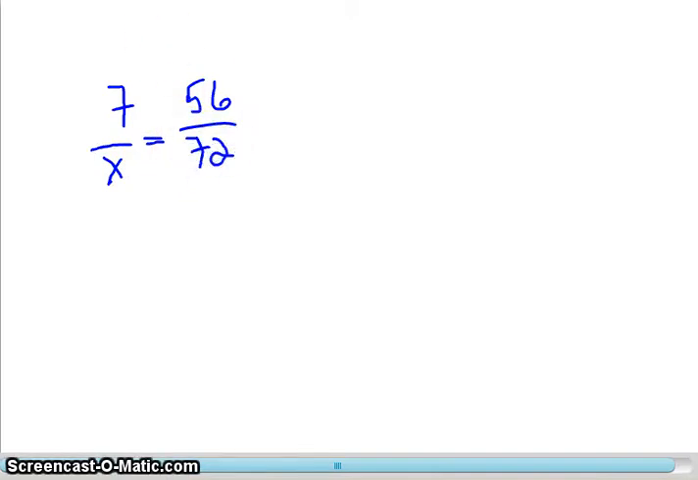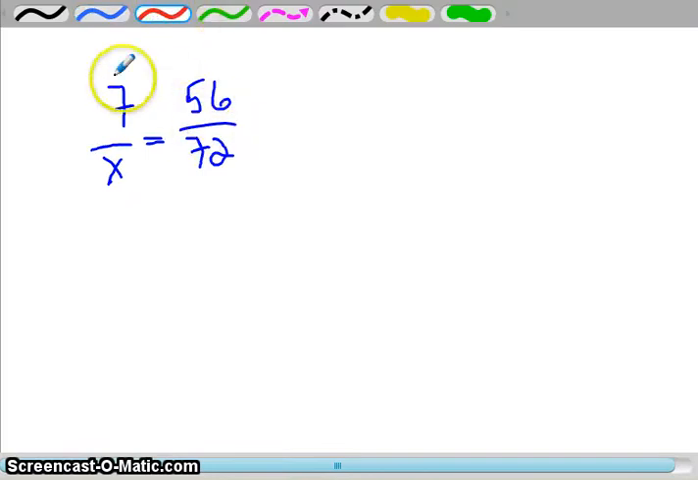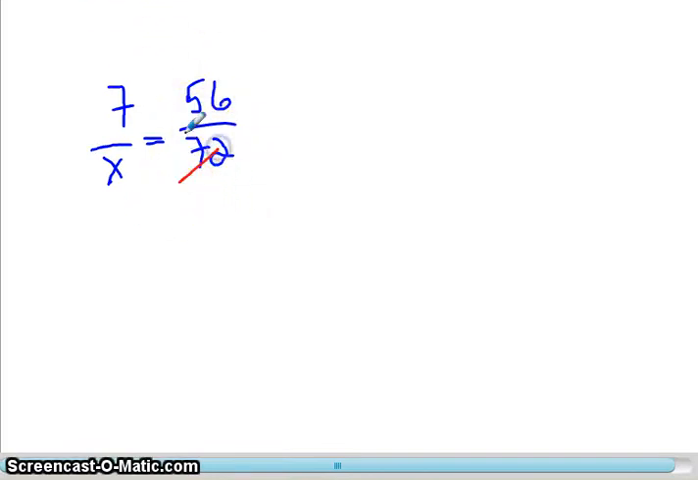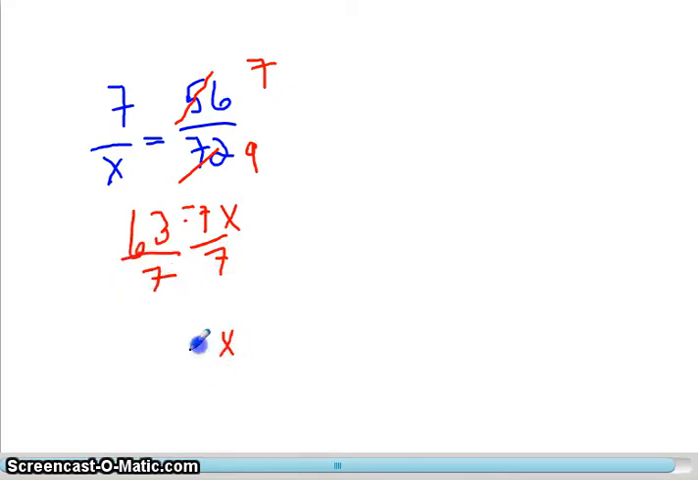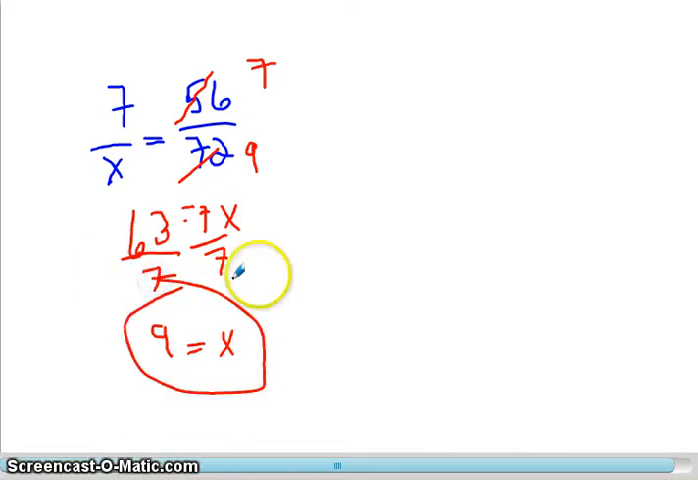Now myself, I like to work these the easiest way possible, so before I even start cross multiplying, I'm going to take an 8 out of both of these. So that goes down to a 7, and that would go down to a 9. So now when I cross multiply, I'll have 63 is equal to my 7x. If I divide by 7 real quick, it looks like x would equal 9. So all we did was cross multiply, and we came out with our answer.